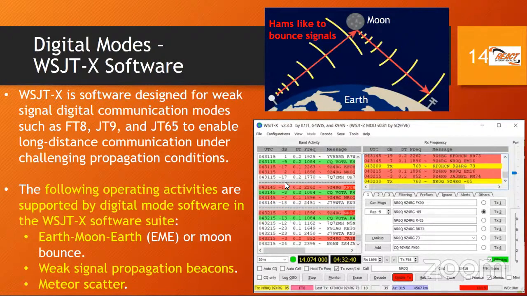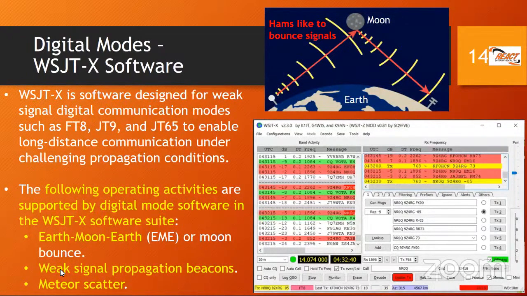We have minus 17, minus 19, minus 24. That's probably as low as you will go, but it is getting that weak signal and pulling it out, and it's displaying the call signs of the stations that you're hearing. So EME, or Earth, Moon, Earth, is one of the activities that the WSJTX software supports, because it's a weak signal mode, and it does very well with weak signals.